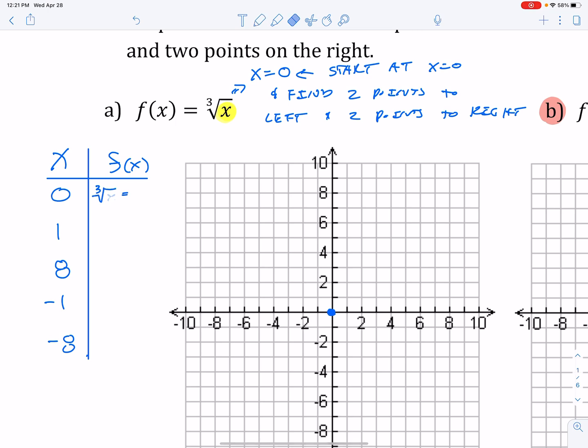Oops. Row x, that should be 0. The cubed root of 0 is just 0, and that's where I got this point right here, 0, 0. Then I'm going to do the cubed root of 1. That's 1. I'm going to do the cubed root of 8. That's 2. The cubed root of negative 1 is negative 1. And then the cubed root of negative 8 is negative 2.